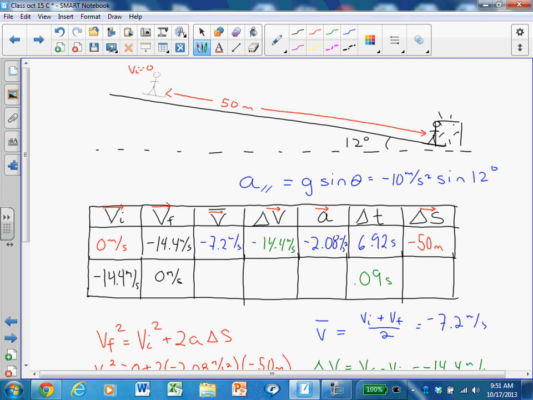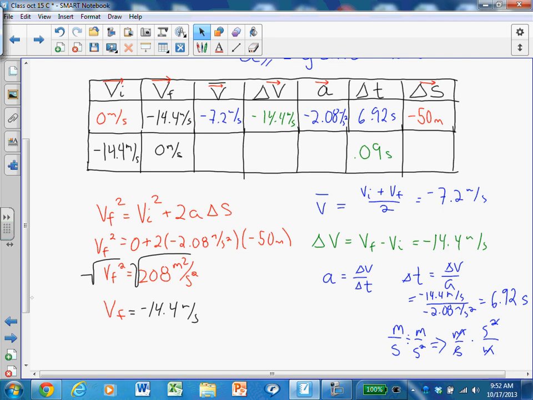Well, let's find our average velocity. I already have the equation here for average velocity, just these two added together, and it's the same as it was up there. This average velocity occurred over 50 meters in 6.92 seconds. This average velocity only occurred in 0.09 seconds, right? So the distance has to also be much less, right? So we could get the distance now, can't we, from this? What equation would I use to do that?